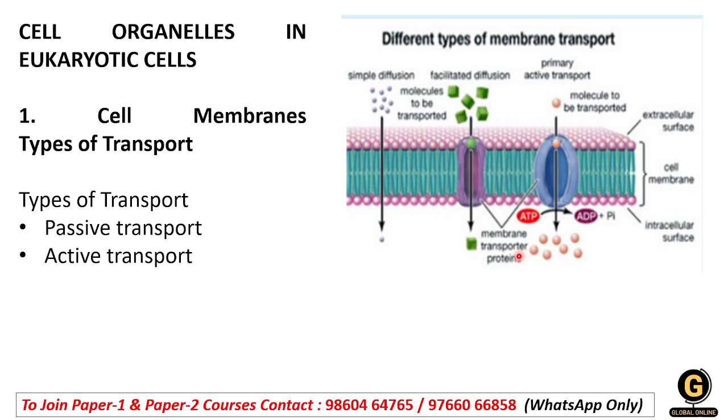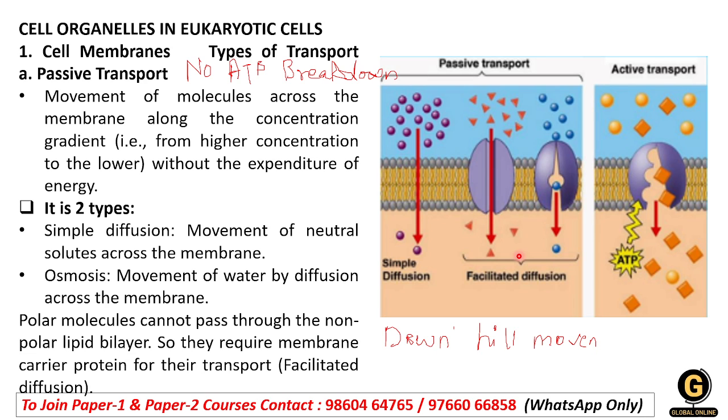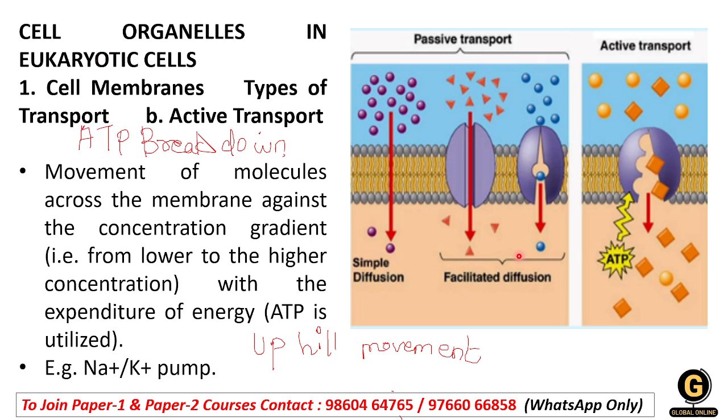Yes. Next we studied the two types of transport, that is passive transport and active transport. In passive transport, there is no ATP breakdown, it is from higher concentration to lower concentration, and it has two types, that is simple diffusion and osmosis. It is a down the hill movement. Whereas in active transport, we saw ATP breakdown, that is energy is required. It is from low concentration to high concentration, and it is also called uphill movement. Example, the sodium potassium pump.